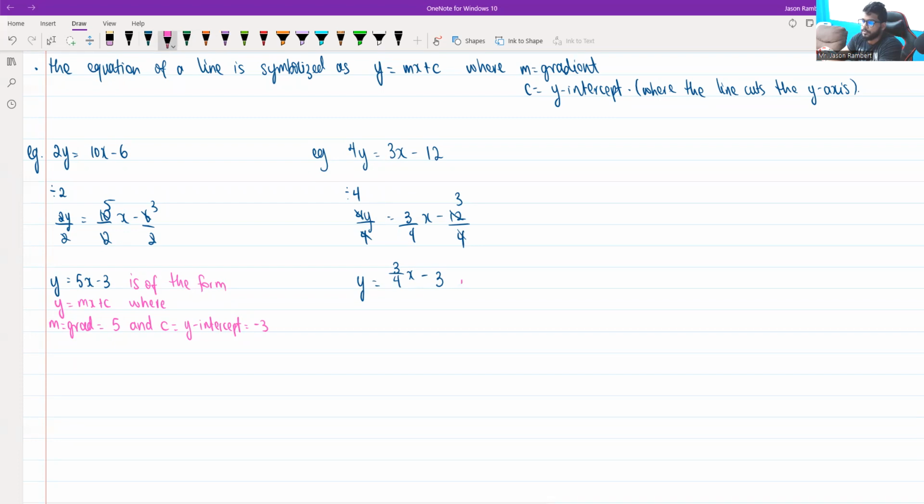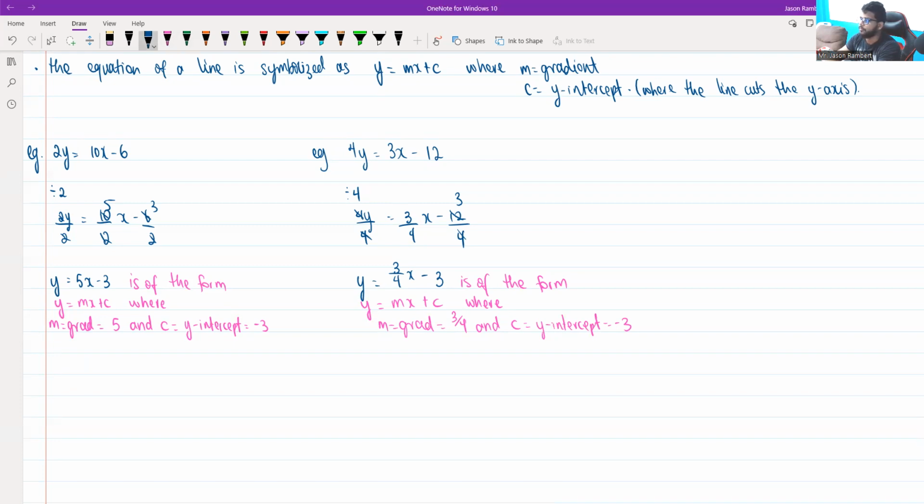Write down your statement. It is of the form y is equal to mx plus c. If you realize, I am lining up my generalized form with my equation, so I can see clearly what m is and what c is. Where m represents the gradient, which is equal to, in this case, 3/4, and c represents the y-intercept, which is -3. Yeah?